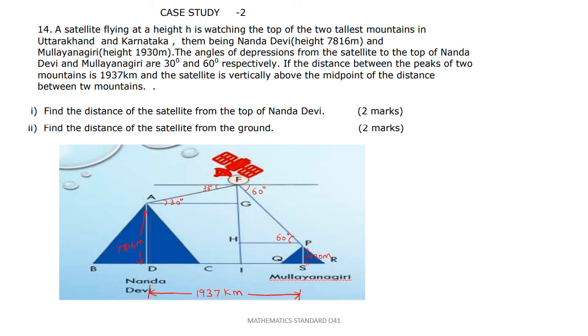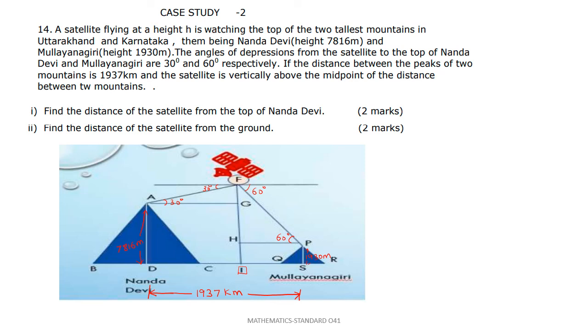Okay, so be very careful with the unit. If the distance between the peaks of two mountains is 1937 kilometer and the satellite is vertically above the midpoint of the distance, so this I is the midpoint. In the diagram it's not looking exactly like a midpoint because I dragged the picture like that. So this is the midpoint, children. So our satellite is exactly at the midpoint from the ground.